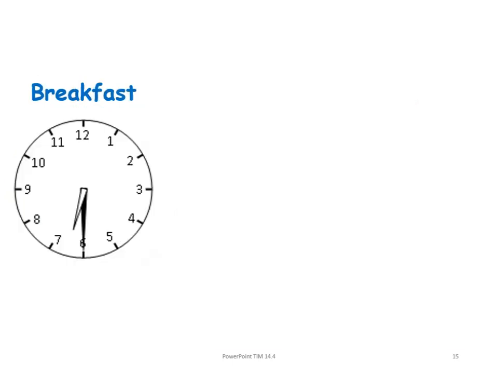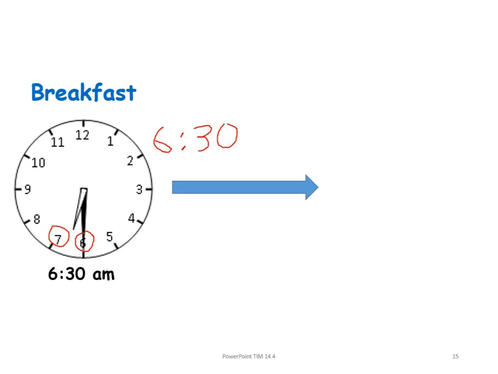Breakfast starts at a certain time over here. They didn't tell you what time it is. So let's tell the time now. The hour hand is pointing in between 6 and 7. So it's still 6 o'clock. Now we look at the minute hand. It's over here. Let's skip count. 5, 10, 15, 20, 25, 30. So it's 6:30 a.m. in the morning. So breakfast starts at 6:30 a.m.